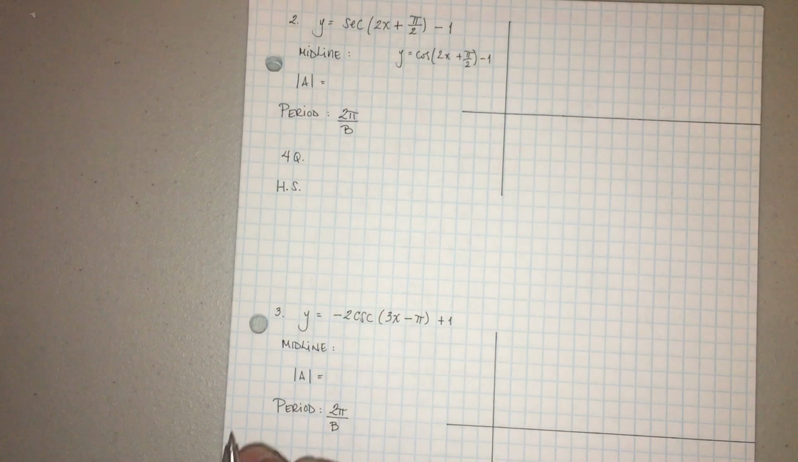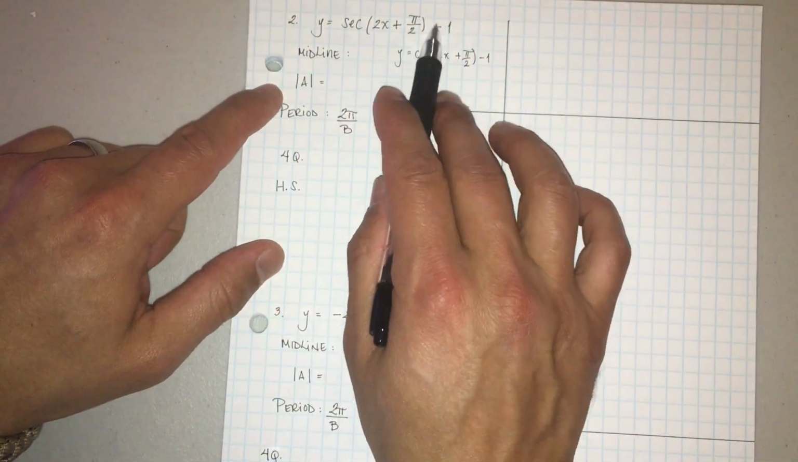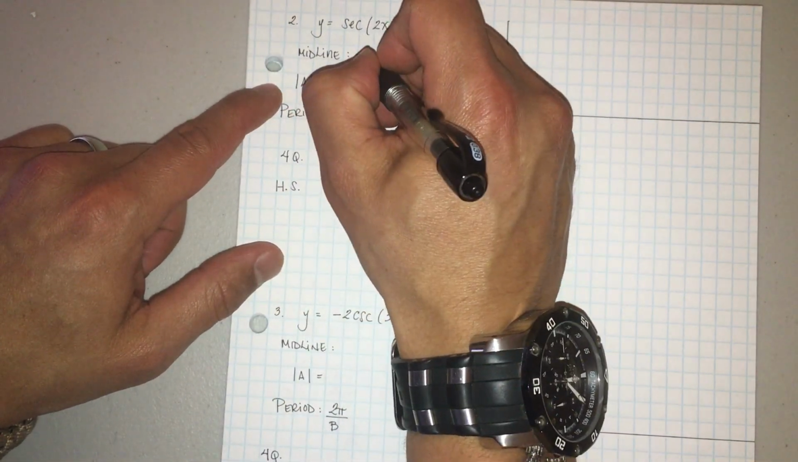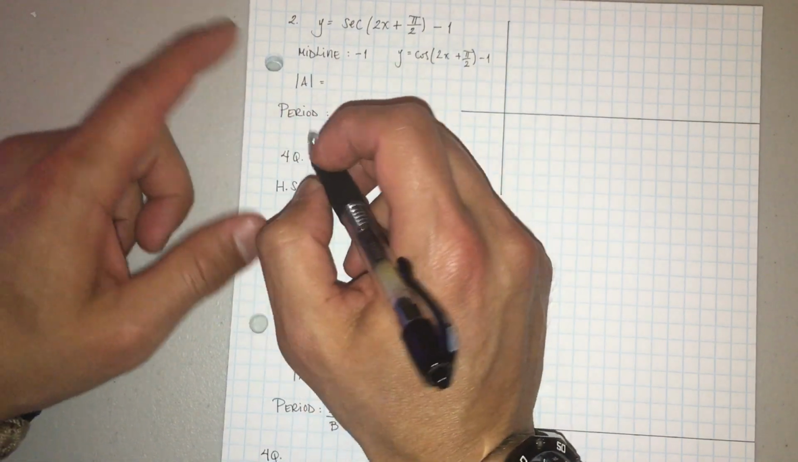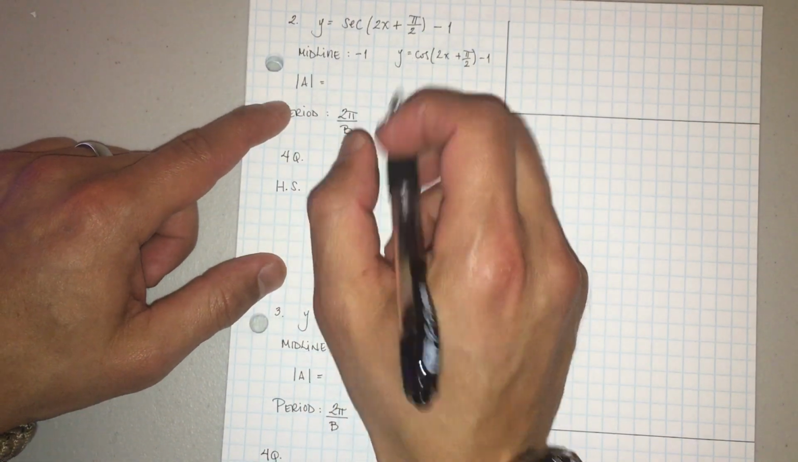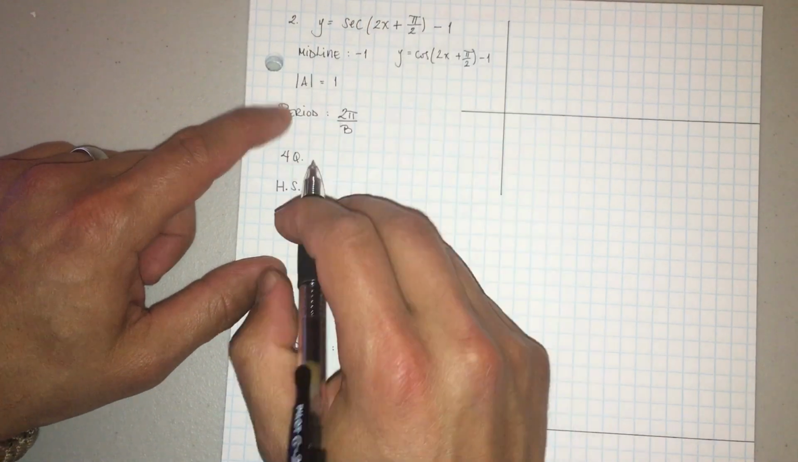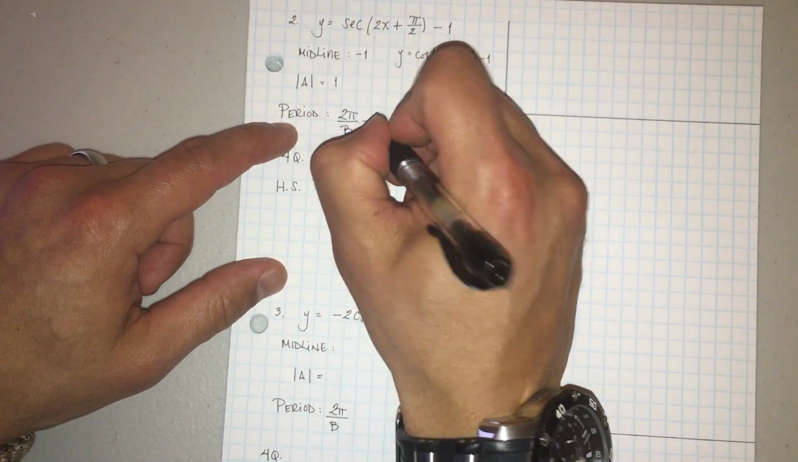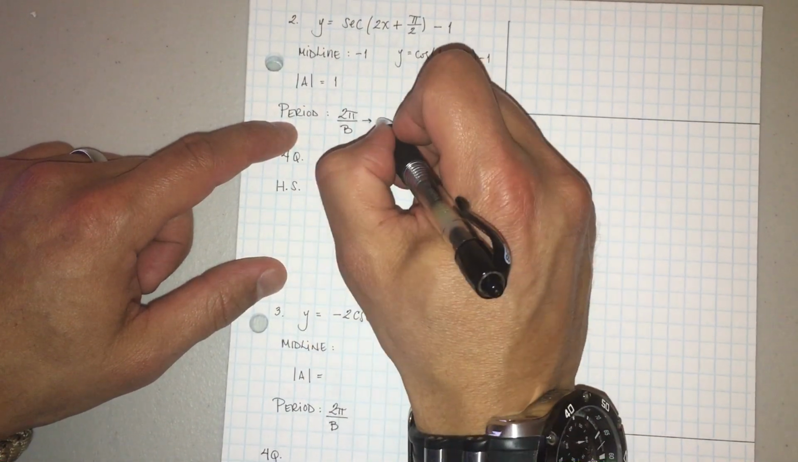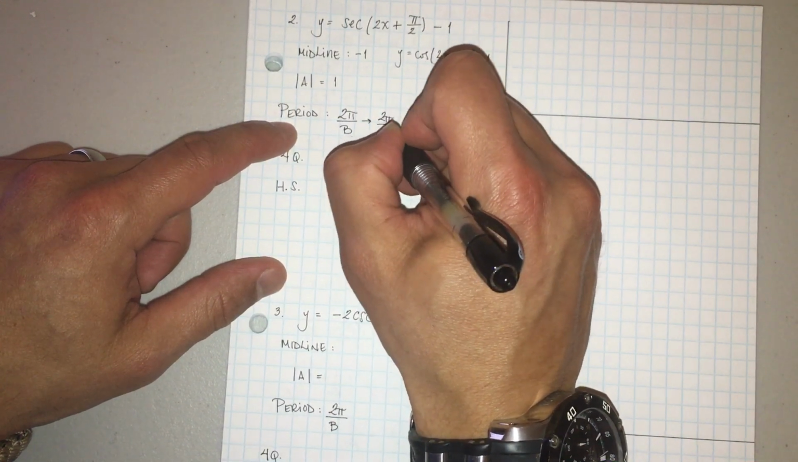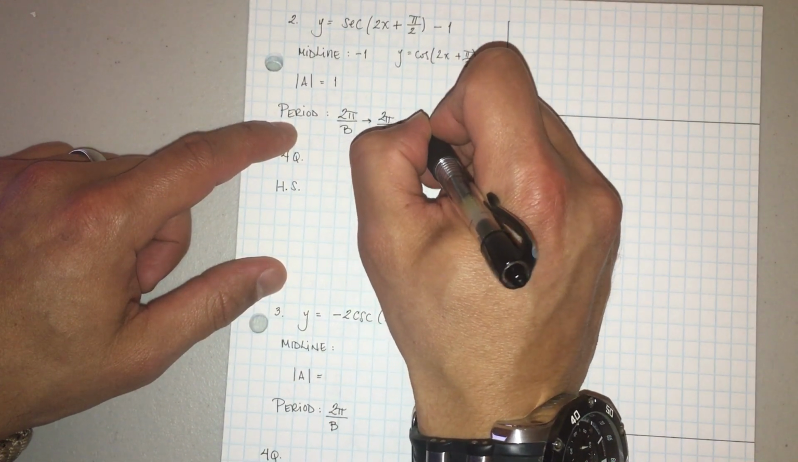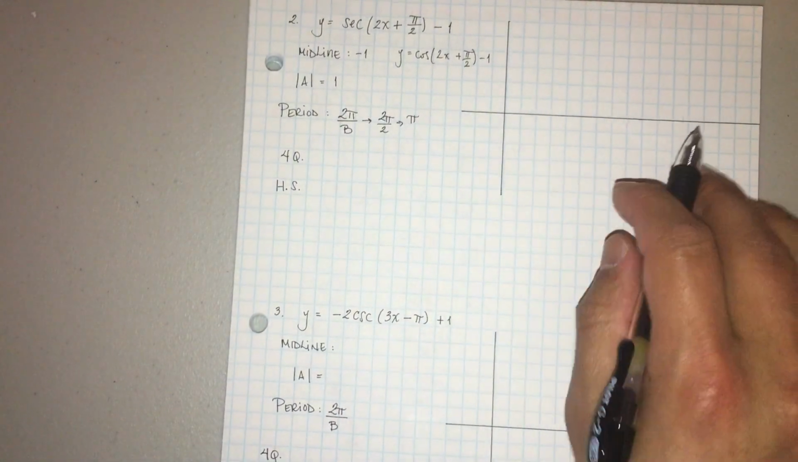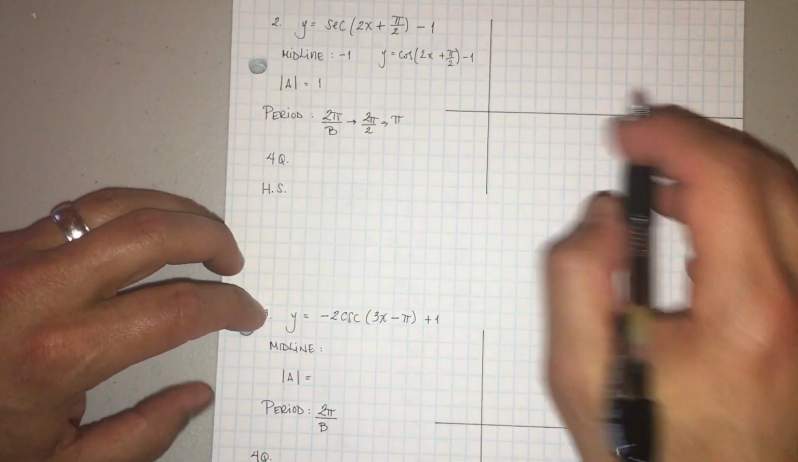All right. What's my midline? The number that's here. So that's a negative 1. What's my amplitude? My amplitude is the number in front of the cosine, which is 1. My period, 2 pi over b. What's in front of that x? Well, in front of the x is 2. So 2 pi over 2, that's going to leave me with pi. Great. That means by the time I get to over here, I should be at pi.